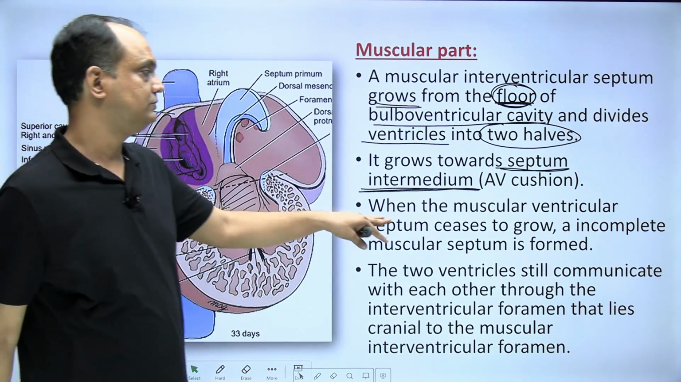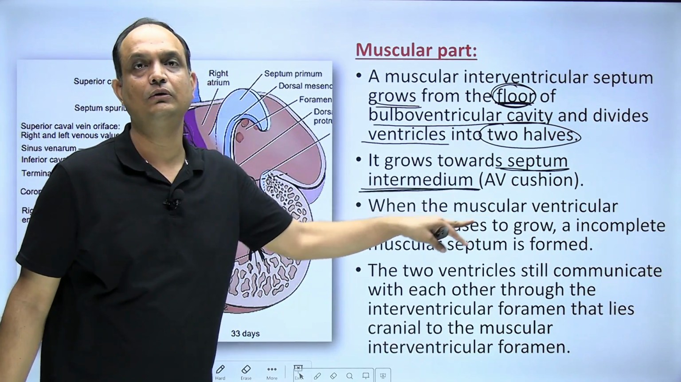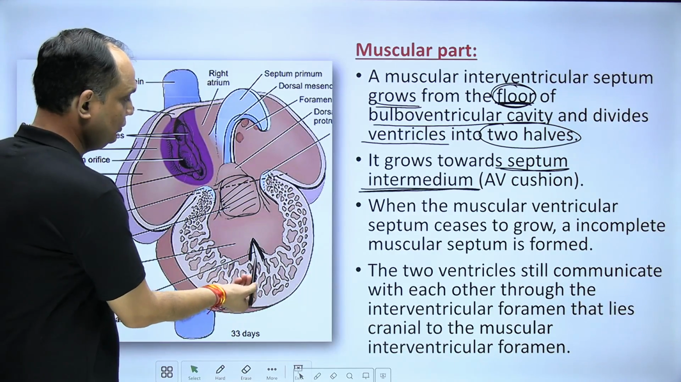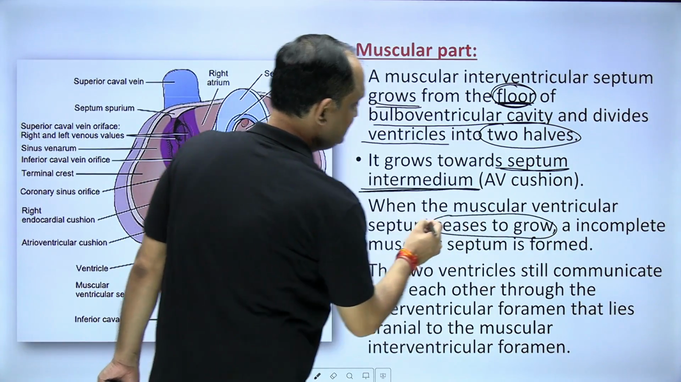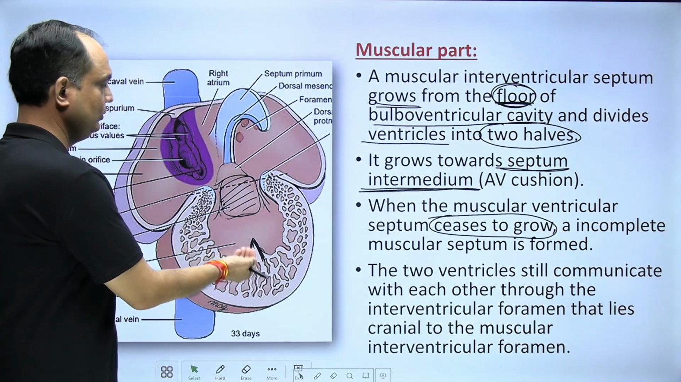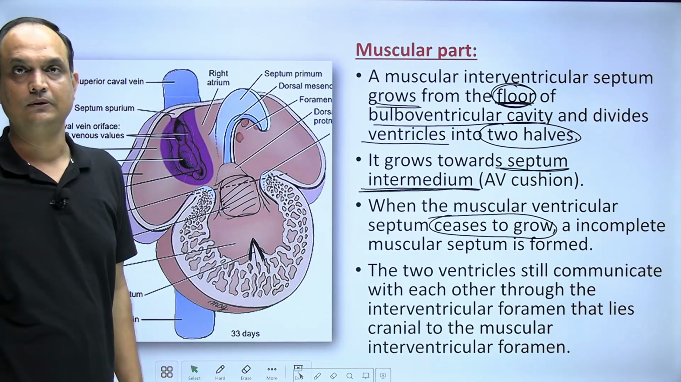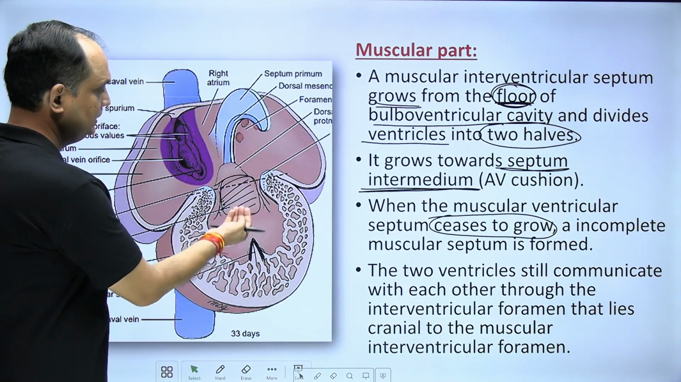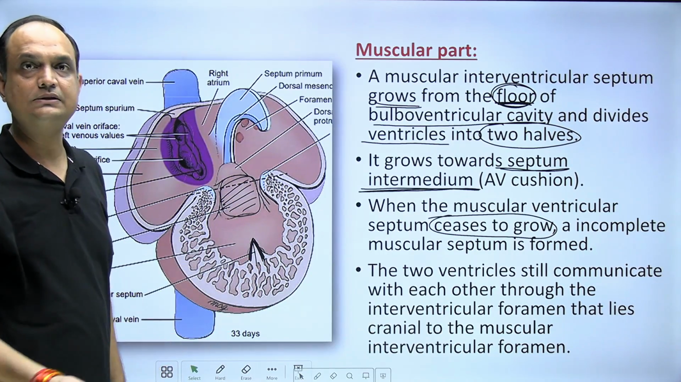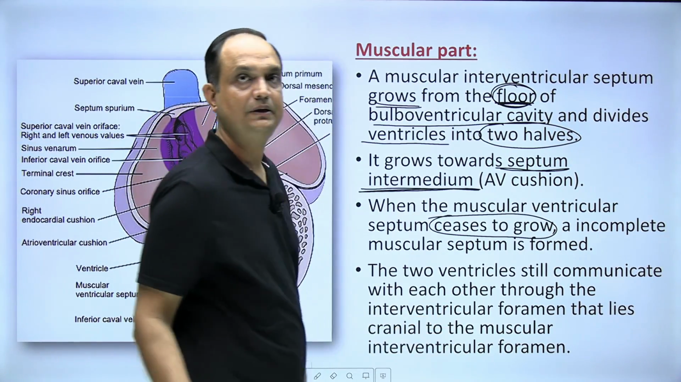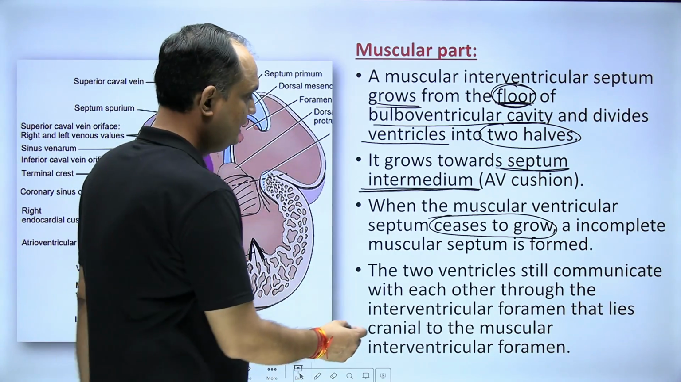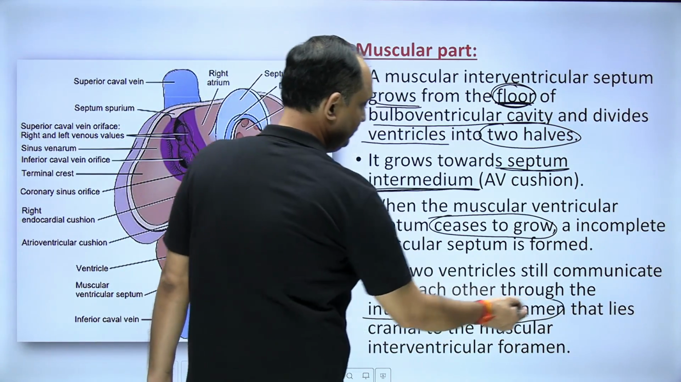But dear students, this muscular ventricular septum, which starts to grow towards the AV cushion, ceases its growth. That means it is not continually growing towards the cushion. At one point its growth stops, and once the growth stops, there is a formation of a communication between the right and left ventricle, and that is known as the interventricular foramen.